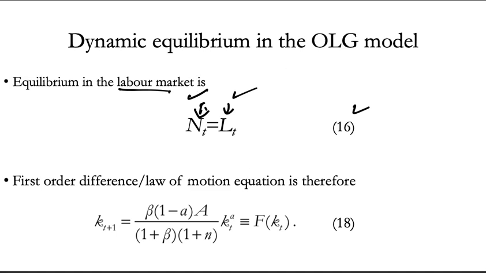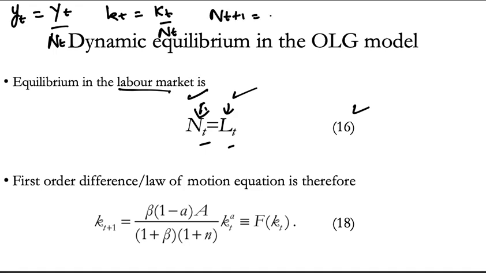Now, note one implication of this. We can have output per worker, y_t, equal to Y_t over N_t, instead of L_t, because now N_t is equal to L_t, and capital per worker is actually K_t over N_t as well. And we also have the growth rate of population and also labor, which we recall from before.